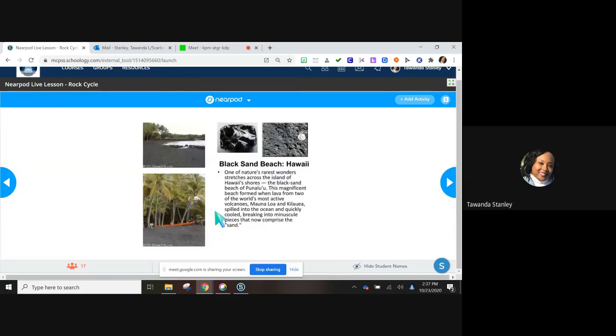This right here talks about how one of the beaches in Hawaii has black sand because two of its most active volcanoes spilled into the ocean, and the lava quickly cooled. When it quickly cooled, it broke into minuscule pieces, which are really small pieces, and that is now what the sand is comprised of.